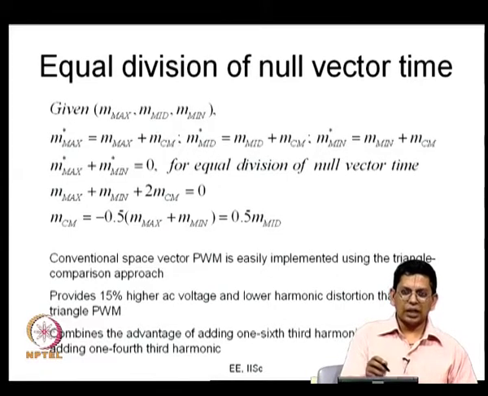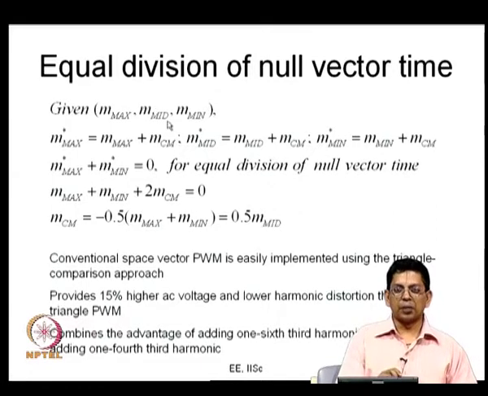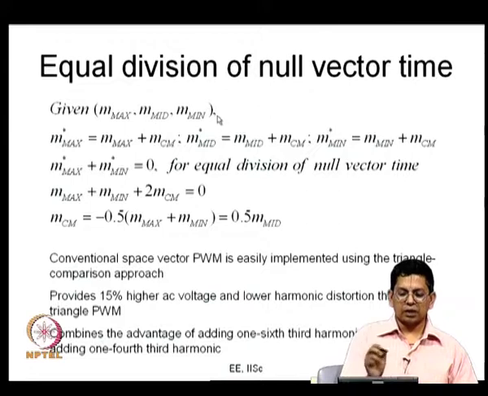So, now in any phase you will have 3 signals. One of them will have the maximum value, the most positive; another one will have the minimum value, the most negative; and the third one will be the closest to 0, and that is M mid. So, let us call this M max, M mid and M min.